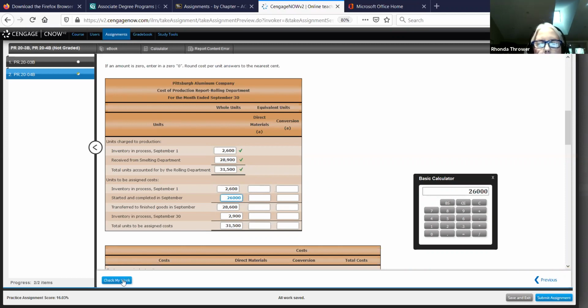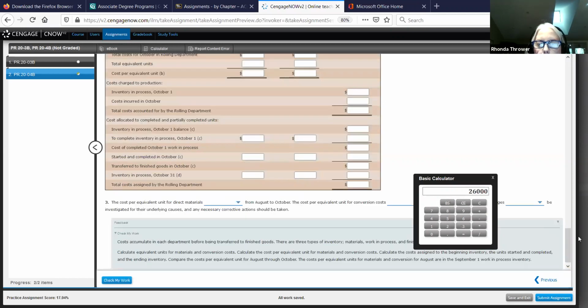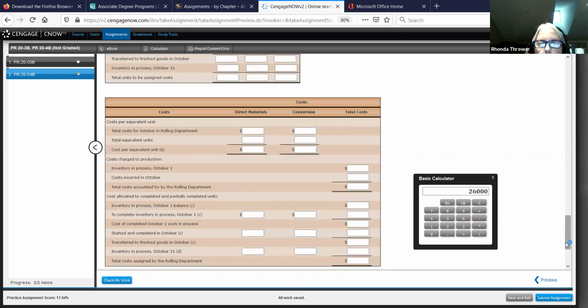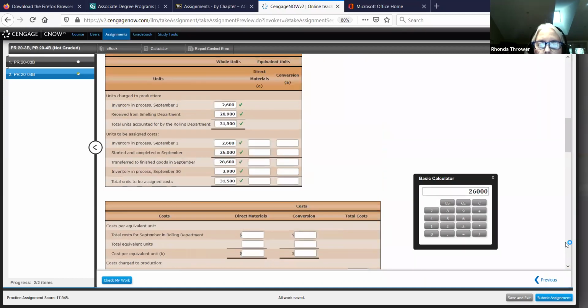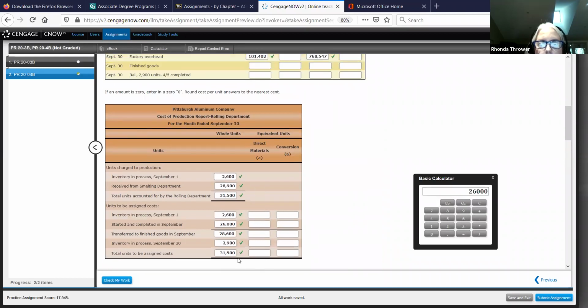And so it's always a good idea to check your work at this point. Make sure all your whole units are correct, because if they're not correct, the rest of this is not going to be correct. So you can see that all I did is I put in the given information and I worked backwards to find these other items. Your beginning inventory plus what you started and completed will give you what you transfer. Plus your ending inventory tells you how many total units that you have to assign cost to.